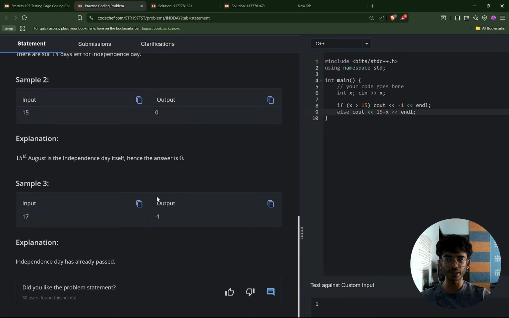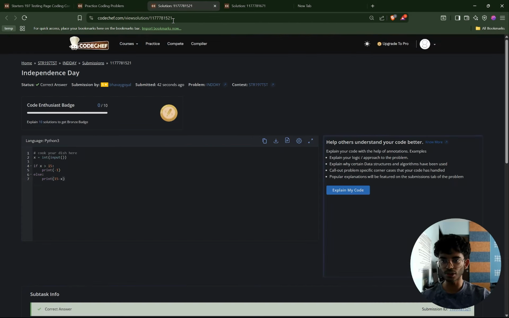Now for the solution, all we need to do is take in the input of x, and if x is greater than 15, that means the Independence Day has already passed, so we'll print -1. Otherwise, we'll be printing 15 minus x, representing the number of days left for the Independence Day. So now let's see the solution in Python first.